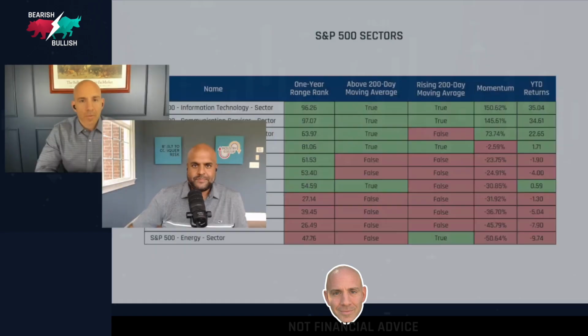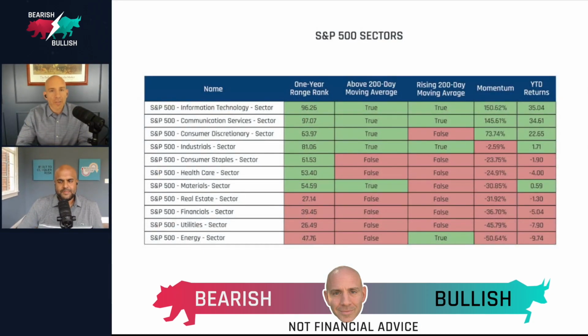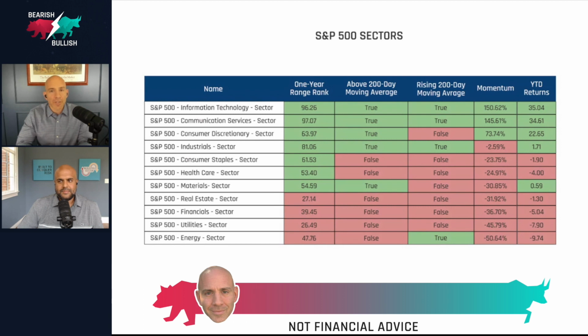Always. Next up, we have a chart showing narrowing participation and leadership, bullish or bearish? Narrowing participation and leadership is usually bearish, and this has been the bear case for quite some time now. This graph looks at a couple of different metrics that we like to pay attention to. This is the S&P 500 sectors.